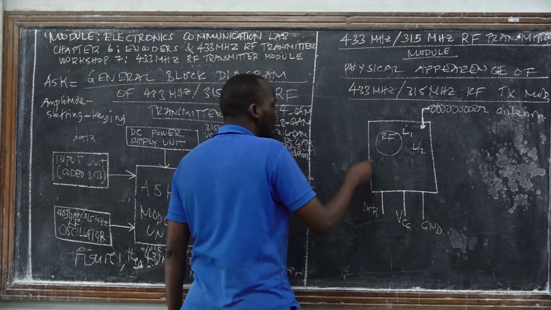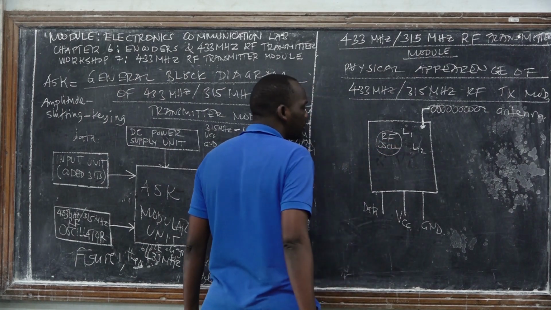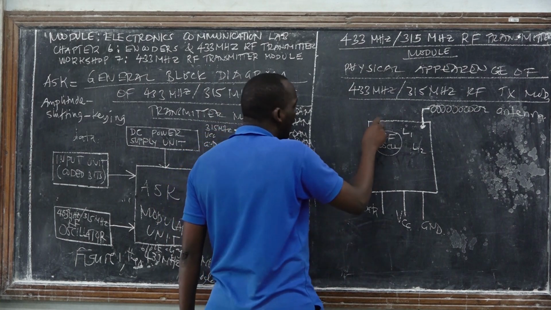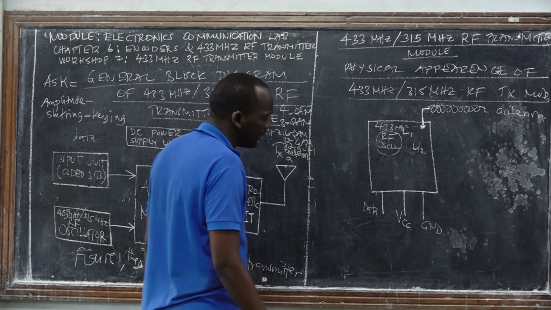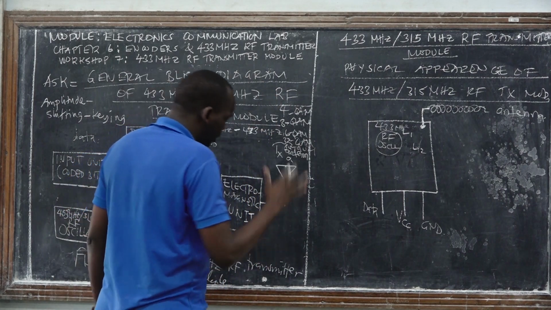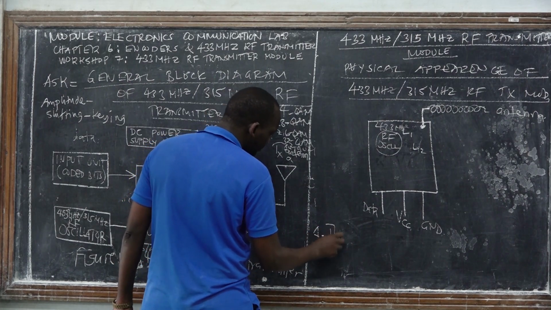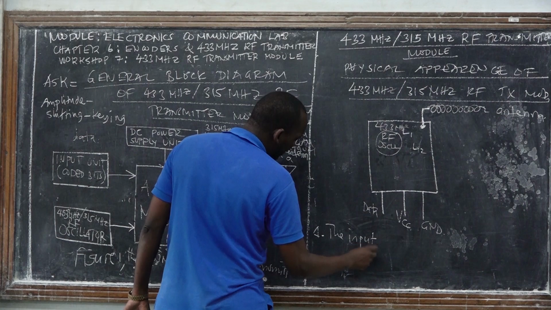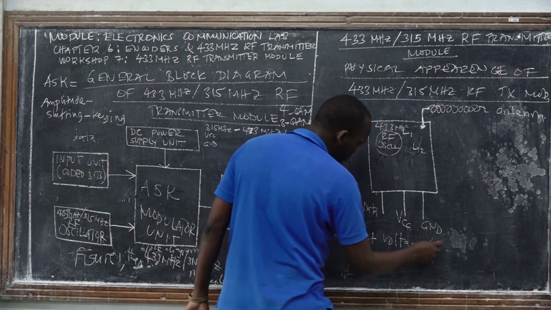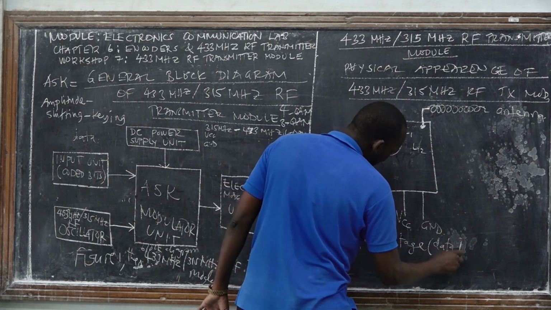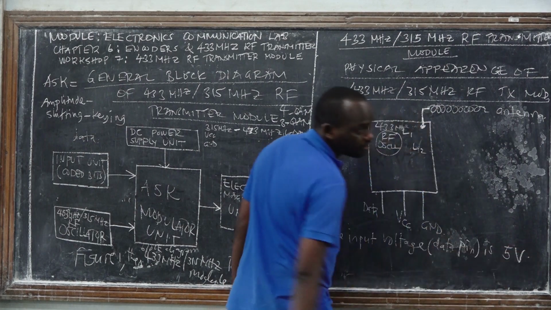So the round component is the RF oscillator. Its frequency is 433 megahertz up to 315 megahertz. Some important information: according to its data sheet, the input voltage, which is the voltage supplied to the data pin, should be 5 volts.